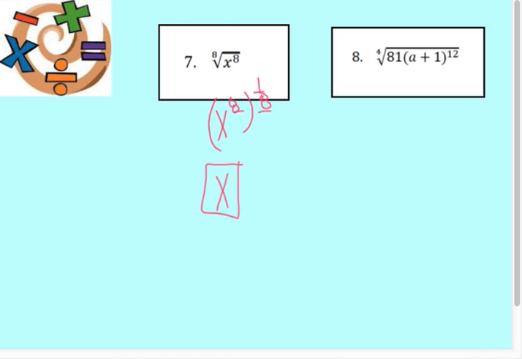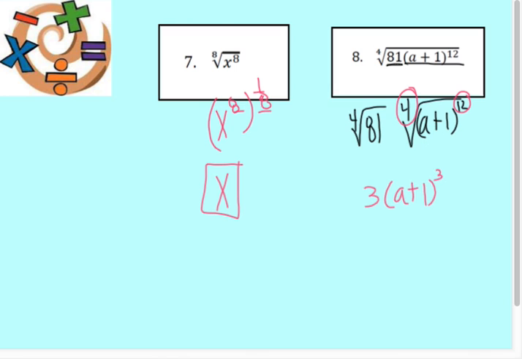Number 8. Okay, there's 2 parts. 81 times all of this. So I would do the 4th root of 81, and then I would do the 4th root of (a plus 1) to the 12th. The 4th root of 81 gives me 3. And then 12 divided by 4 gives me 3. So (a plus 1) to the 3rd. And once again, if there's addition or subtraction, you can't break that apart any further. So there it is, simplified all the way.